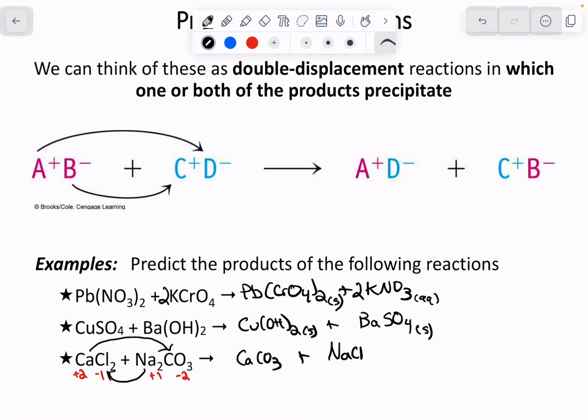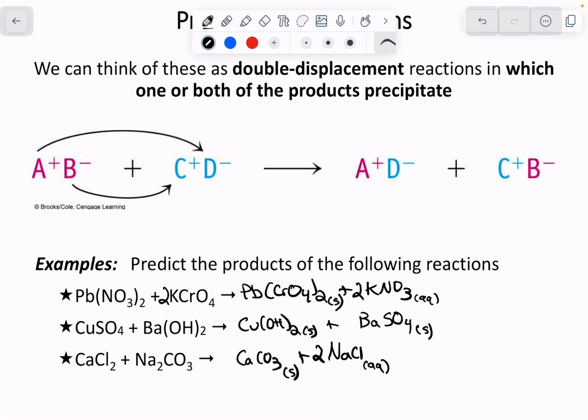At this point, we take a look at our solubility chart, and we look under carbonates, and it says all carbonates are insoluble except for sodium, potassium, and the ammonium ion. That's not the case here, so that's a solid, and sodium chloride is aqueous. The last thing to do is balance it. I notice that I have 2 sodiums on the reactant side, so I'd have 2 sodiums on the product side. And so those are the products of the following reactions.